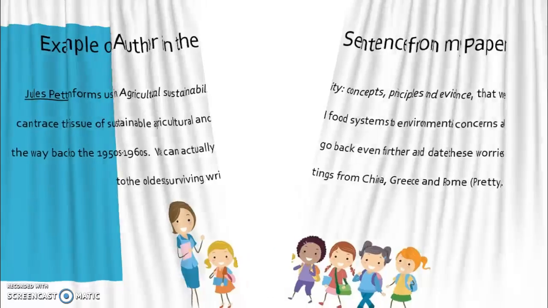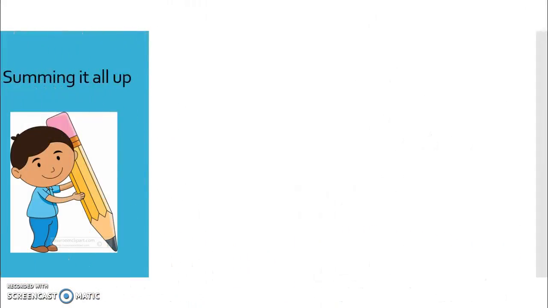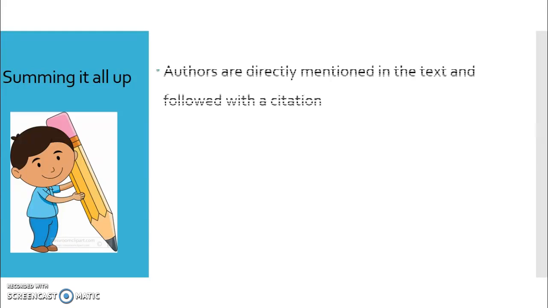So, to sum up authors in a sentence, authors are directly mentioned in the text and followed with a citation. We went over specifically how to do this with books and online sources. There are many other ways to find this in your resource guides or perhaps even Purdue OWL.